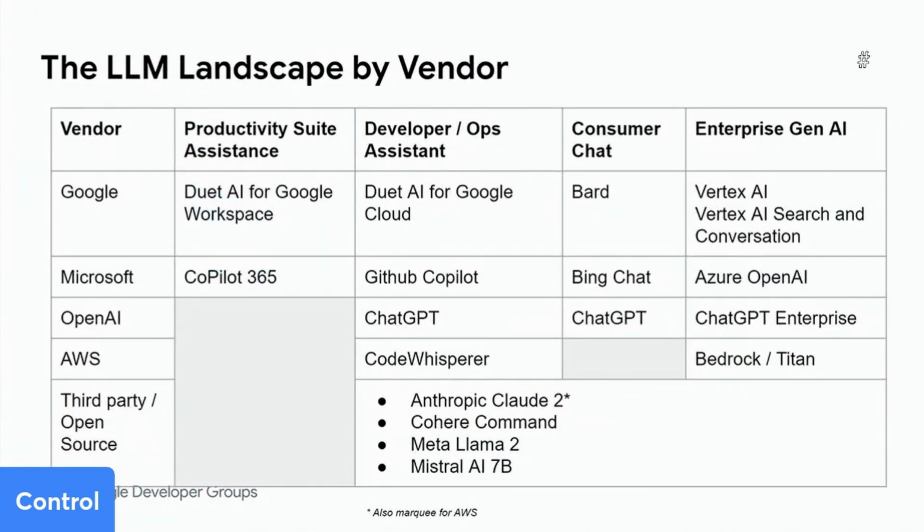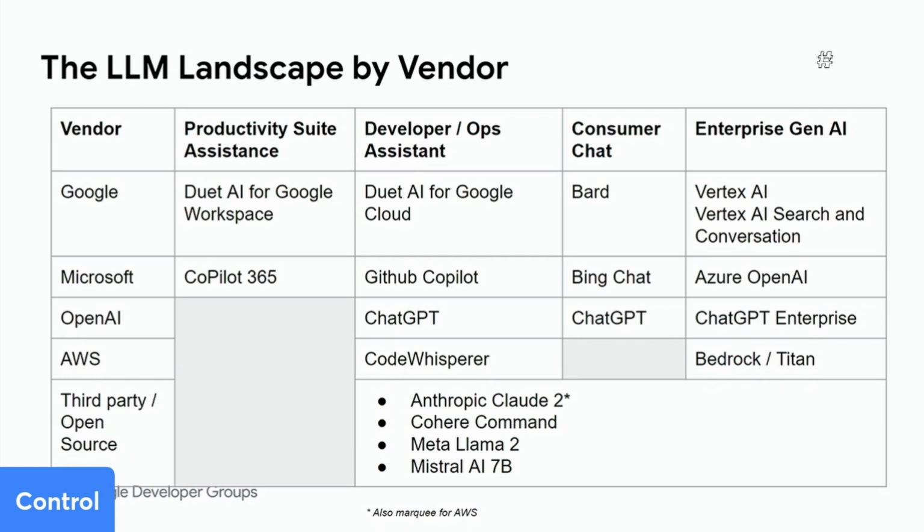So now we've looked at the last year in terms of major milestones in the ecosystem. This is just a way to look at it by vendor. So one of the things that's a little bit confusing, people quite often ask, well, is Bard like ChatGPT, and where does Code Whisperer fit into this? This is just trying to lay out the different aspects.